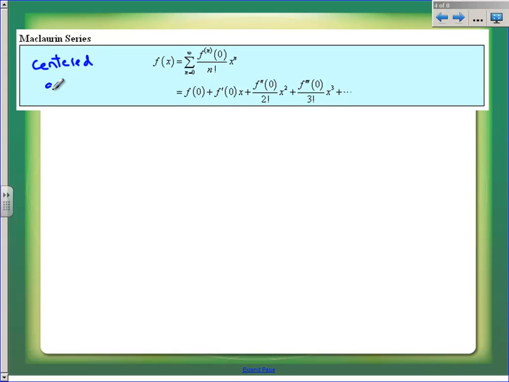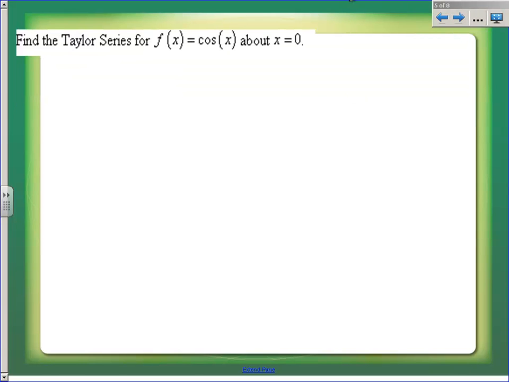Centered at 0. And you'll understand what the centered part means here when we start building these. So you see all of these data points come from values at 0. All right, so here we go. Let's just build one. We want the Taylor series for cosine of x about x equals 0. That means centered at 0.